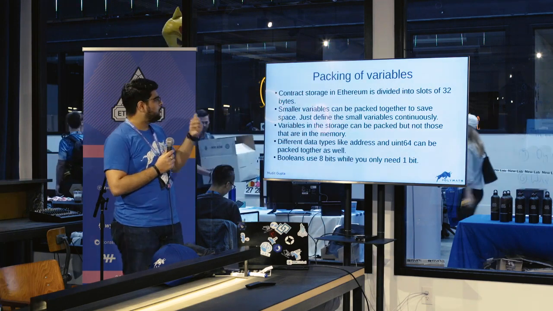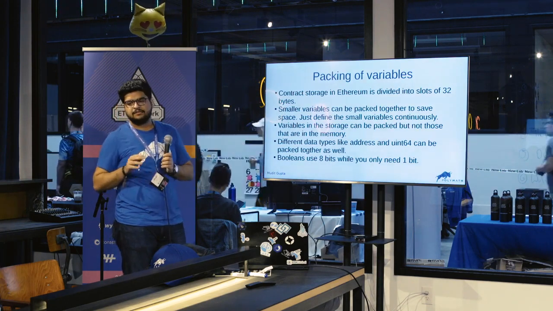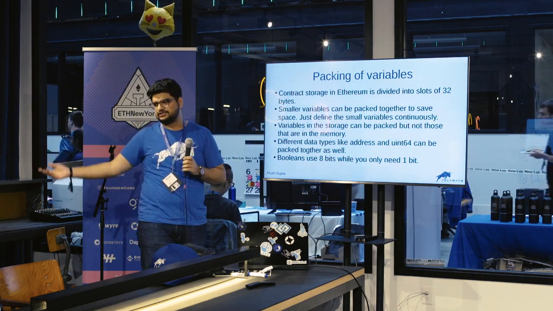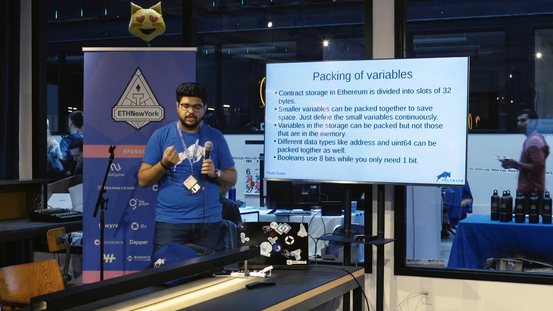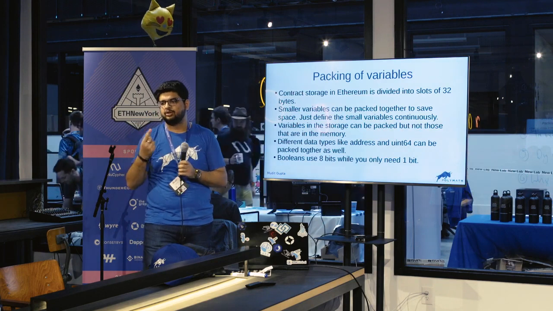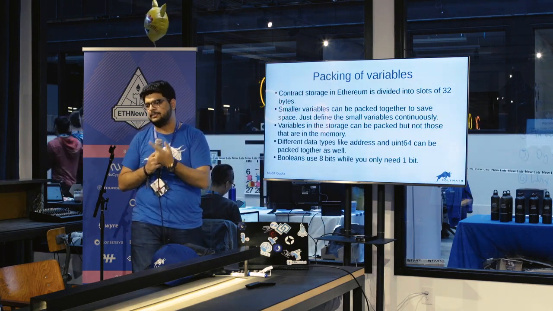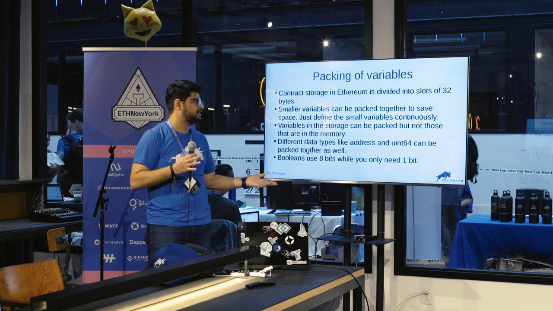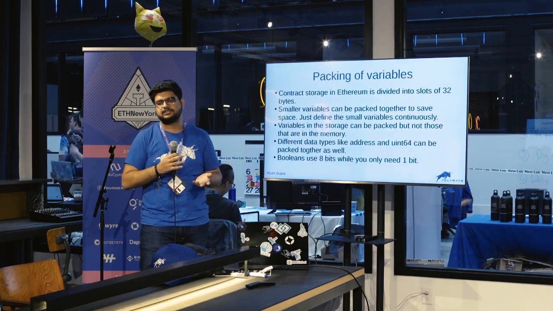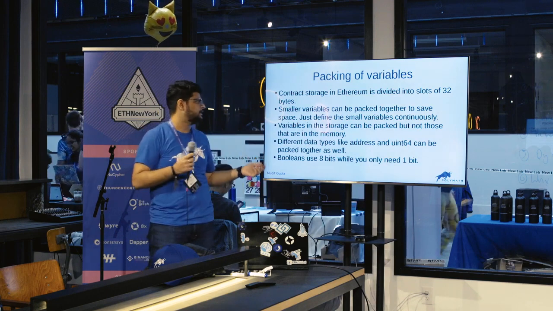On the EVM side, the storage is divided into slots of 32 bytes. So if you have to store even one bit of data, either 0 or 1, you'll have to buy a slot of 32 bytes at the minimum. You can't buy any less than that. And you can stack 32 bytes, you can buy 64, 128 and so on.